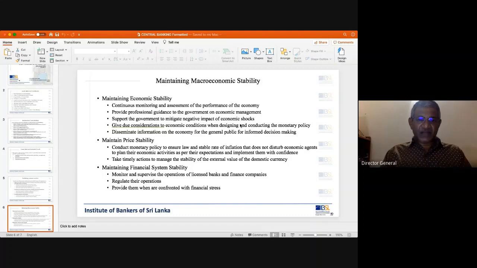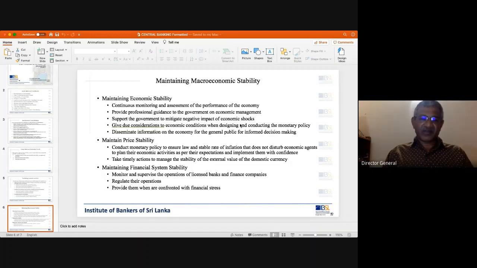Then let's go to the other stability, that is, maintain price stability. Price stability is something that we have to understand clearly, because if you go by the term itself, price stability means maintaining the same price. If there was a price in 2019, and we maintain the same price in 2020 also, then in the sense of the word, price stability is there.